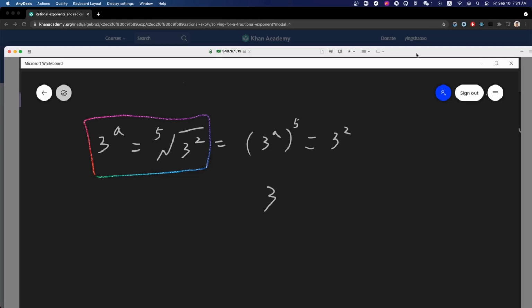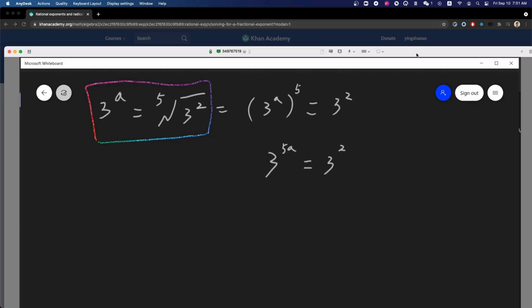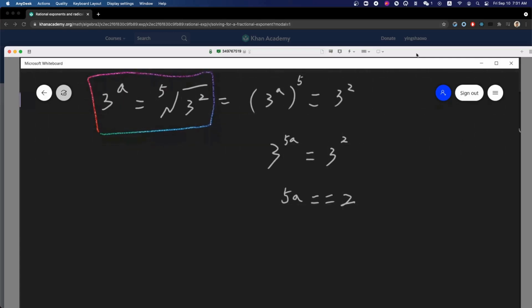So this one will be equal to 3 to the 5a power. Then this one will be just equal to 3 to the 2's power. In this case, 3 is definitely equal for both, but the 5a has to also be equal to 2, so that the whole equation can maintain the equality. So in this case, a would be just equal to 2 over 5.